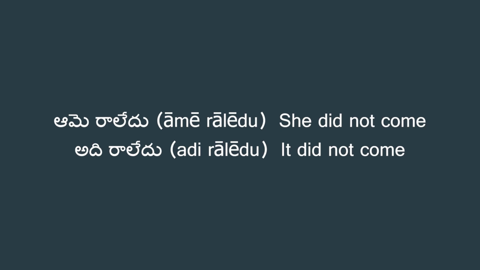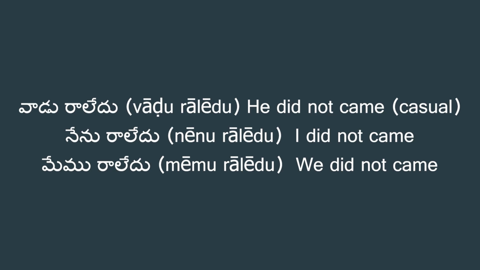For example, Ame Raledu, she did not come. Adi Raledu, it did not come. To add a bit more context for those who are learning the language, Vadu Raledu, he did not come, is a casual mood. Nenu Raledu, I did not come. Memu Raledu, we did not come. The form Raledu remains the same regardless of the gender or number of the subject, which is a convenient feature of the Telugu negative past tense.